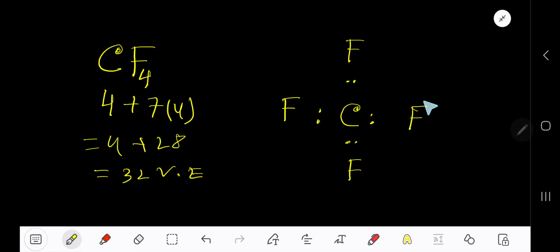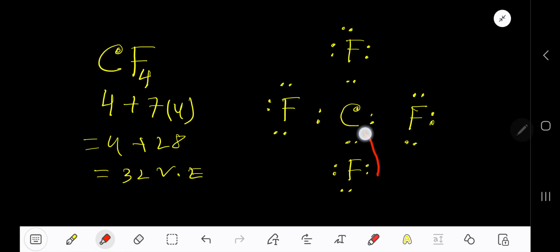2, 4, 6, 8, 10, 12, 14, 16, 18, 20, 22, 24, 26, 28, 30, 32. Already we have used all the valence electrons.